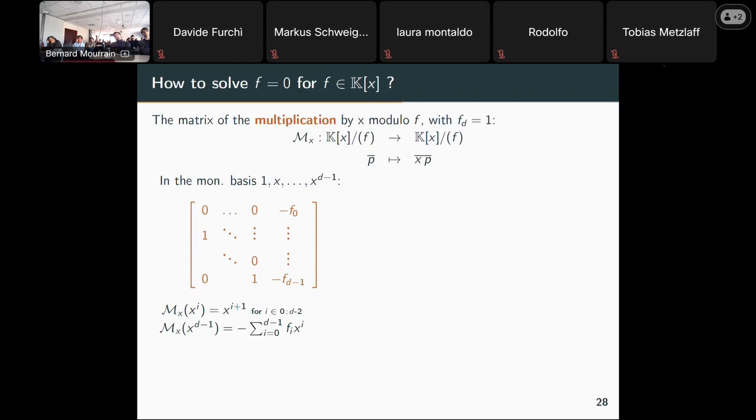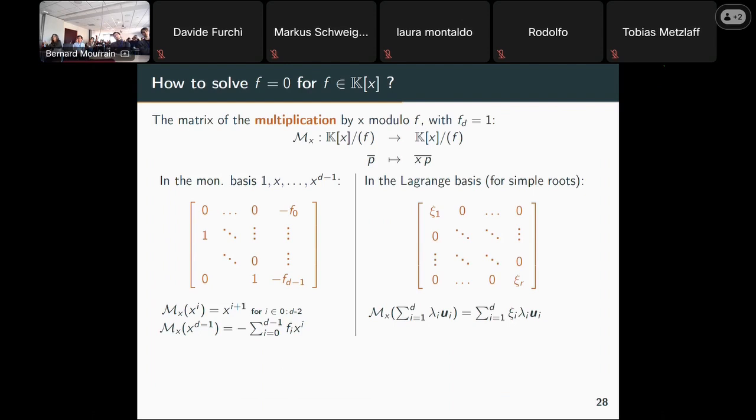And you compute the eigenvalues of this matrix, and you get the roots. So why do you get the roots? Suppose we are in the simple case where we have simple roots. In fact, this multiplication matrix operator, when you express it in another basis, which is the Lagrange basis, you have a diagonal form where you see the roots on the diagonal.